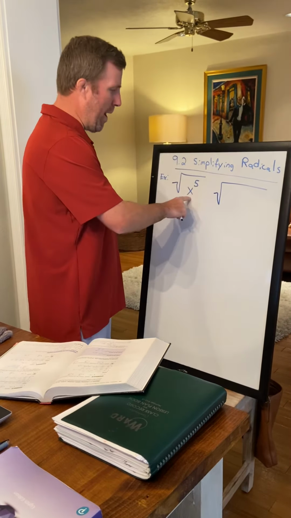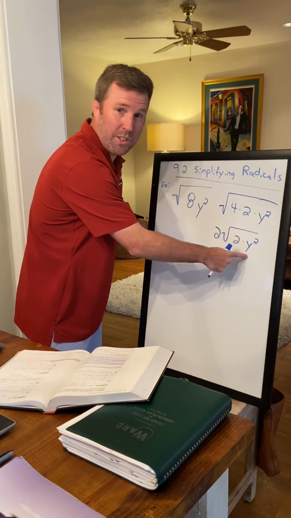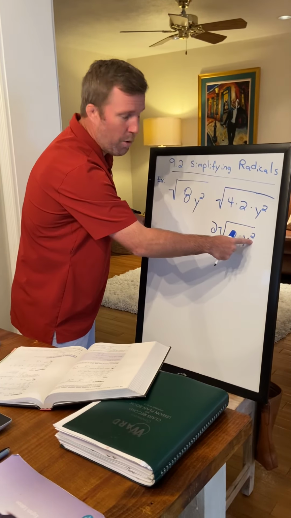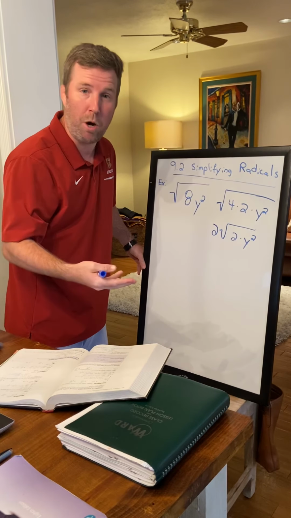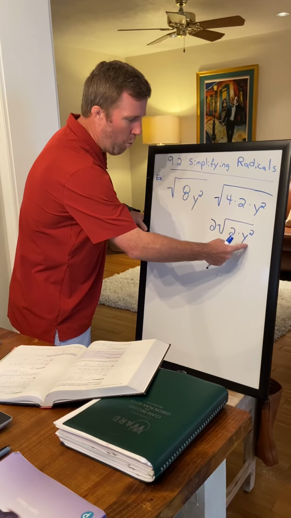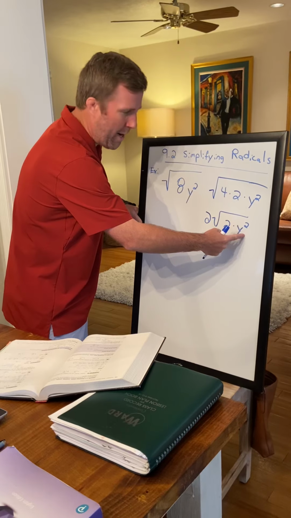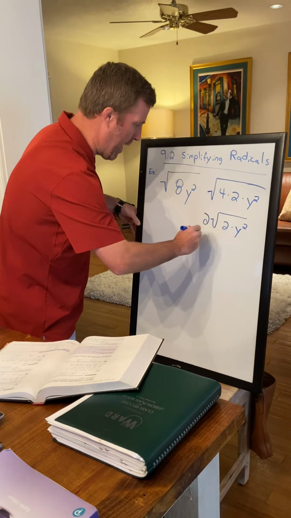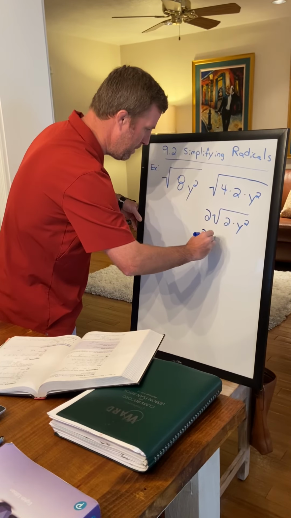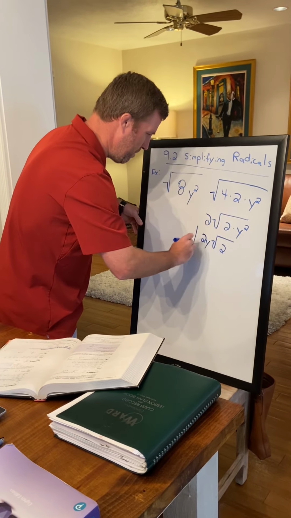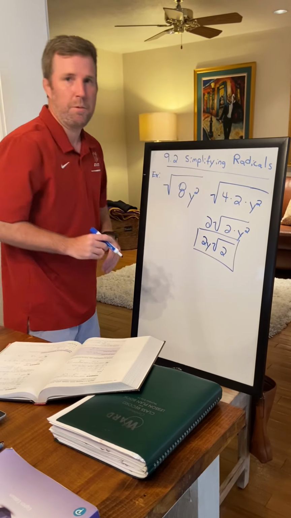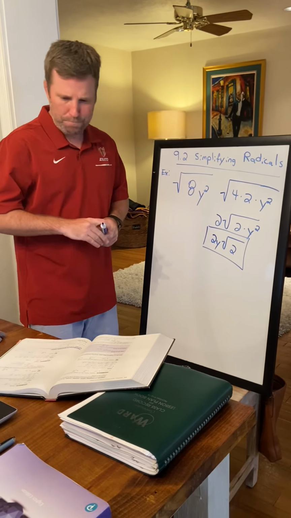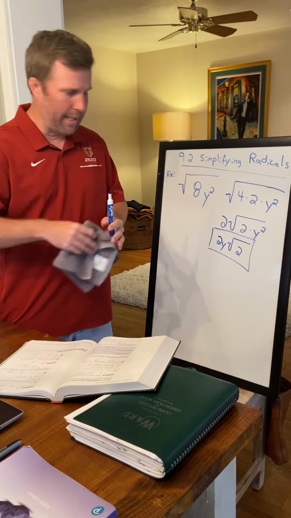Well, I also just learned that y squared is also a perfect square because it has an even exponent. So all I've got to do is divide the exponent by 2, and that's what its square root is. It's asking what times itself will give you y squared. It's y. So the square root of y squared is y. So bring that y out front. My final answer is 2y times the square root of 2. I'm going to do one more example, guys.